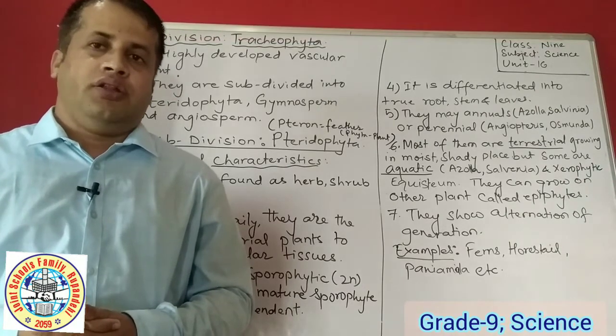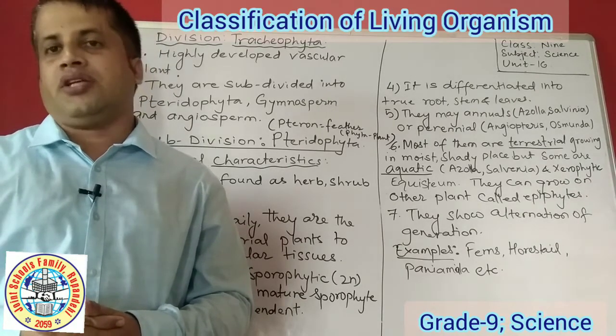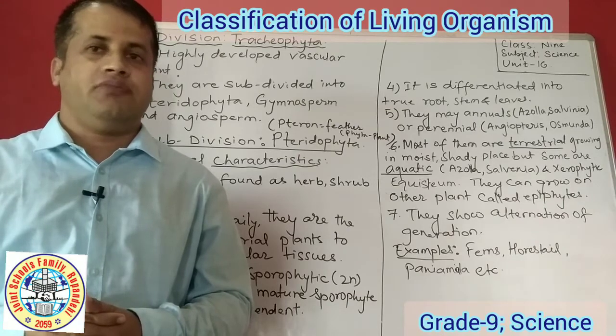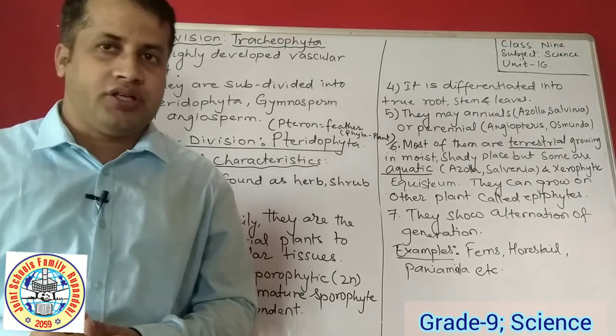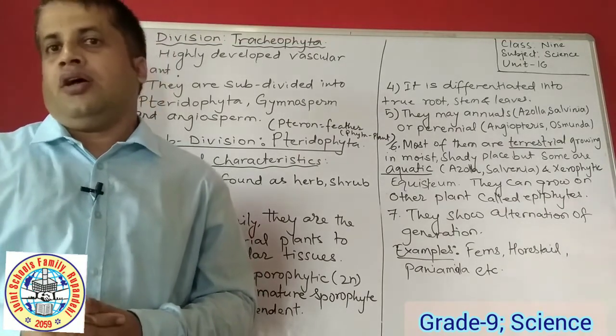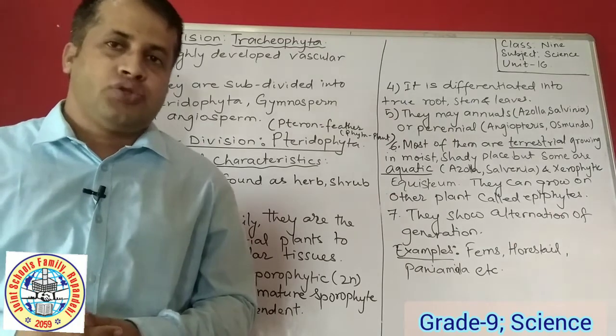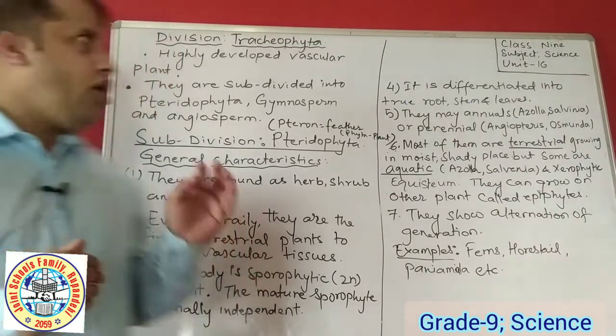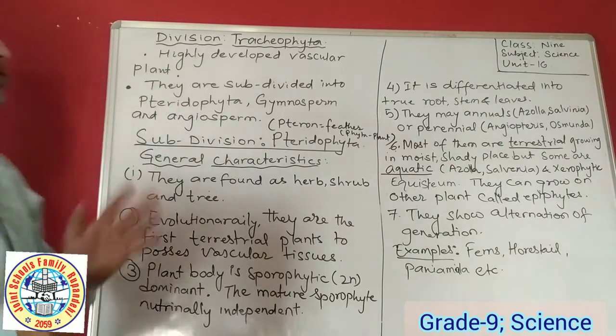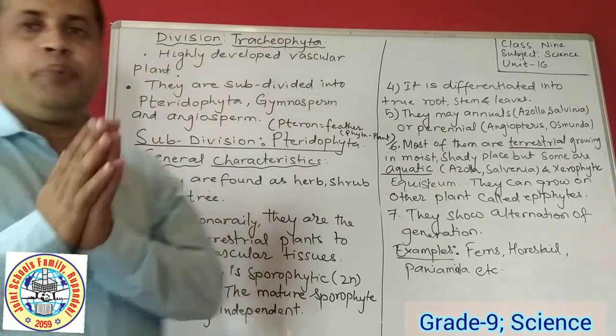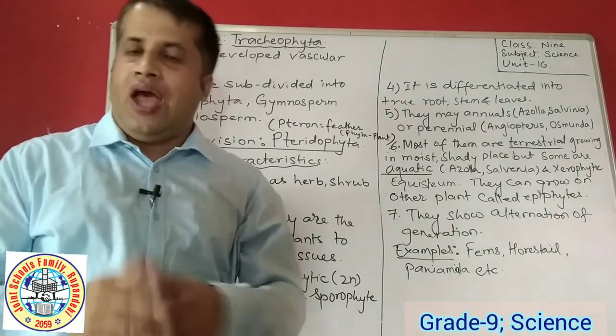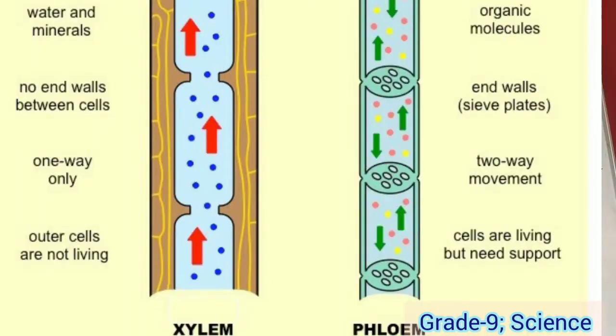And today, in the same chapter of Unit 16, that is Classification of Living Organisms, we are going to study about the division Tracheophyta of the Plant Kingdom. So, in this division, all those highly developed vascular plants belong. Okay? And let's study about the vascular plant.